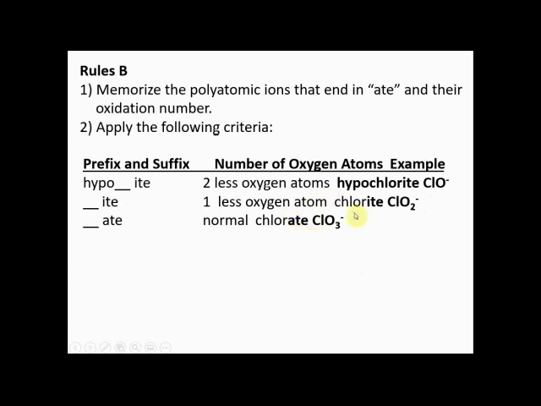If I add an oxygen to the main one, then I end up with perchlorate. All right, and all the other ones follow the same pattern. So sulfate, for example, would be sulfate, sulfite, hyposulfite, persulfate, same pattern.